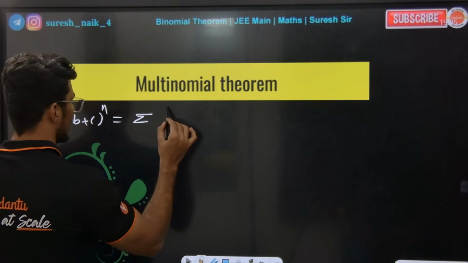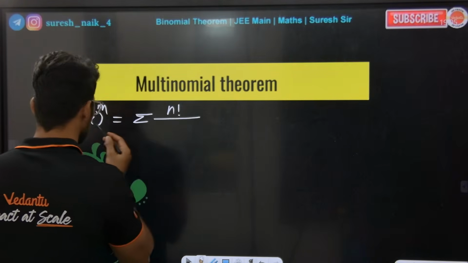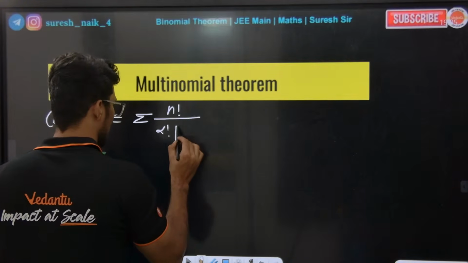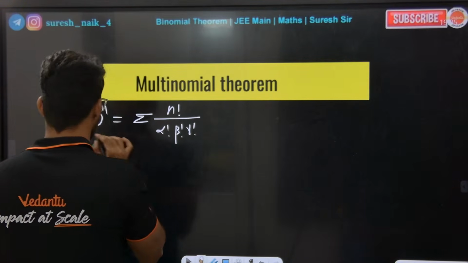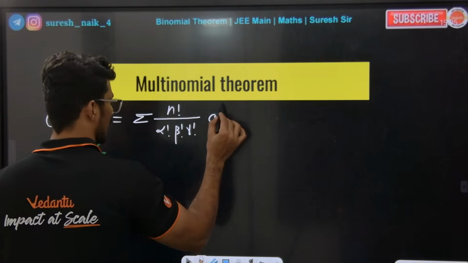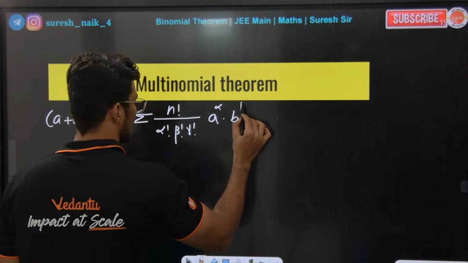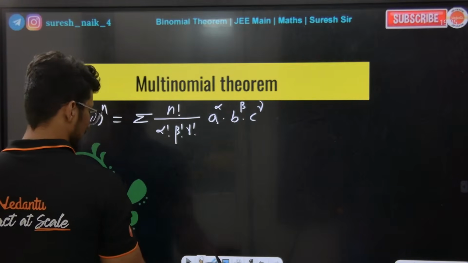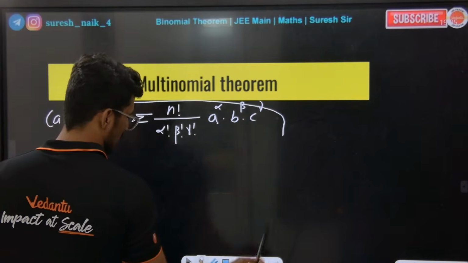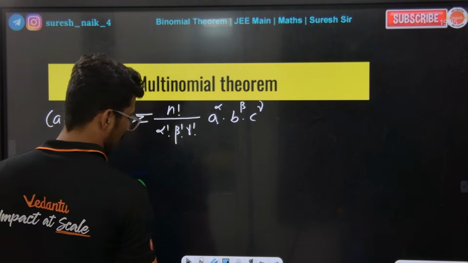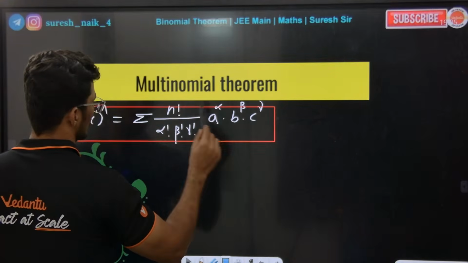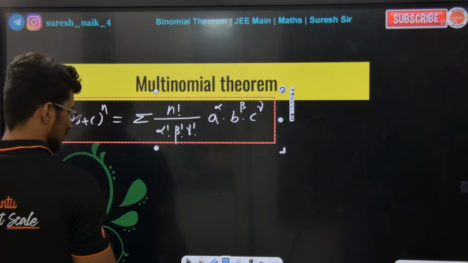Sigma n factorial divided by, since there are three variables, you need to introduce three more dummy variables. Let's say alpha, beta, gamma. Okay, and the first term is a to the power of alpha into b to the power of beta into c to the power of gamma. Okay? So this is the general term. Only if you apply the general term will we get the answer, otherwise it won't come.